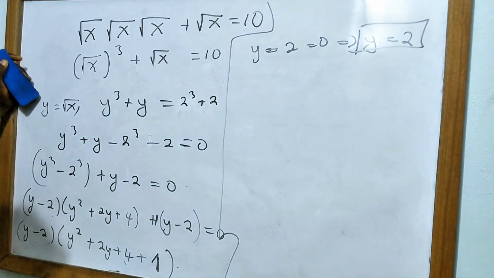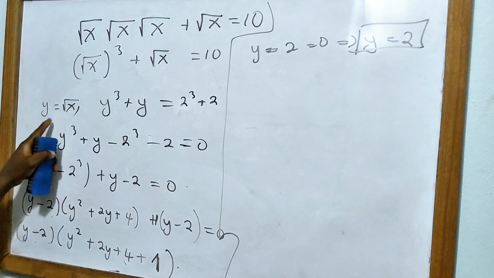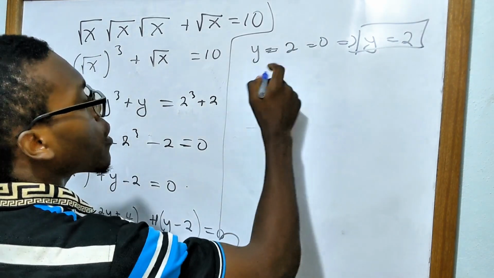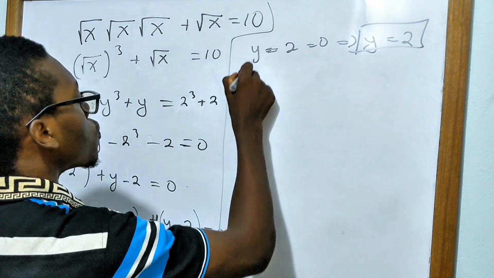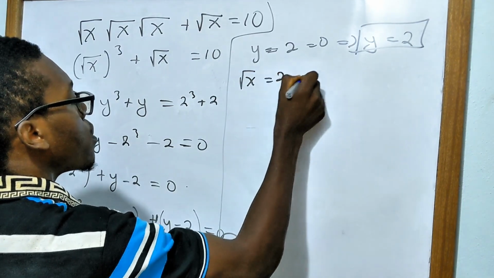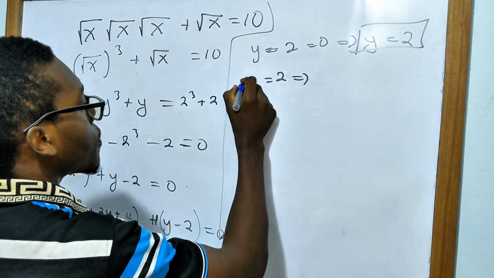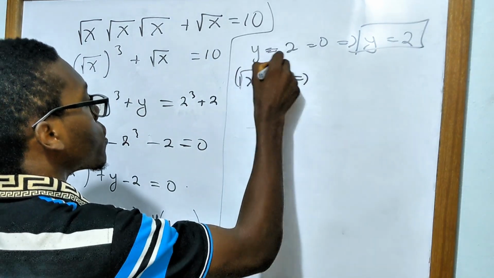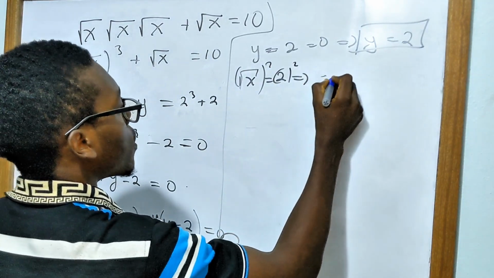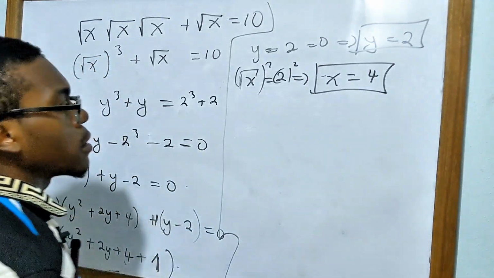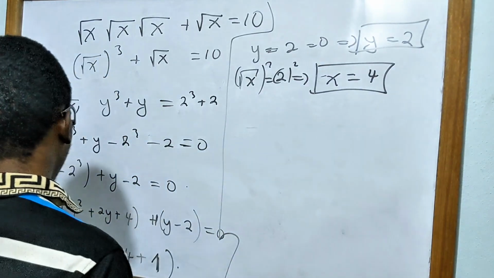Now let's move to the other set. So from here, since y is equals to root x, which is equals to 2, we have x to the power half, or square root of x equals 2. We have to square both sides, which implies x is equals to 4. That is it now. x equals to 4. Then solve the other one.